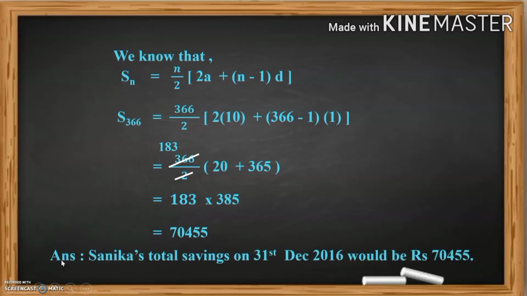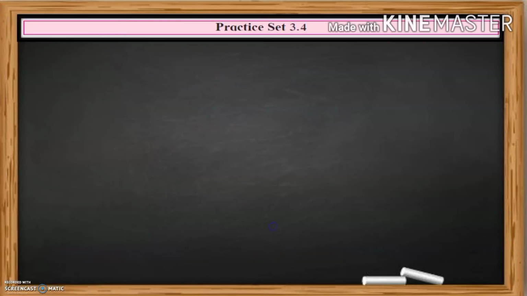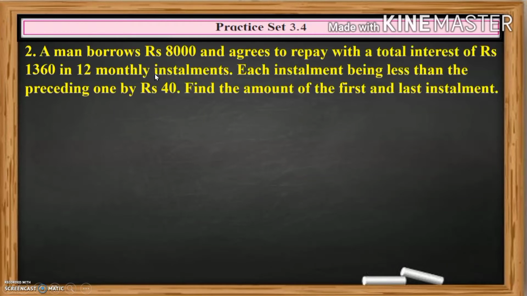So Sanika's total savings on 31st December 2016 would be so much. Now if the question is how much did she save on 31st December, then you will find T366. Okay students, you have to understand from the wording of the question what is asked and how you have to go about it. With the next few sums you will get some clarity on it. Let's go to the next question.